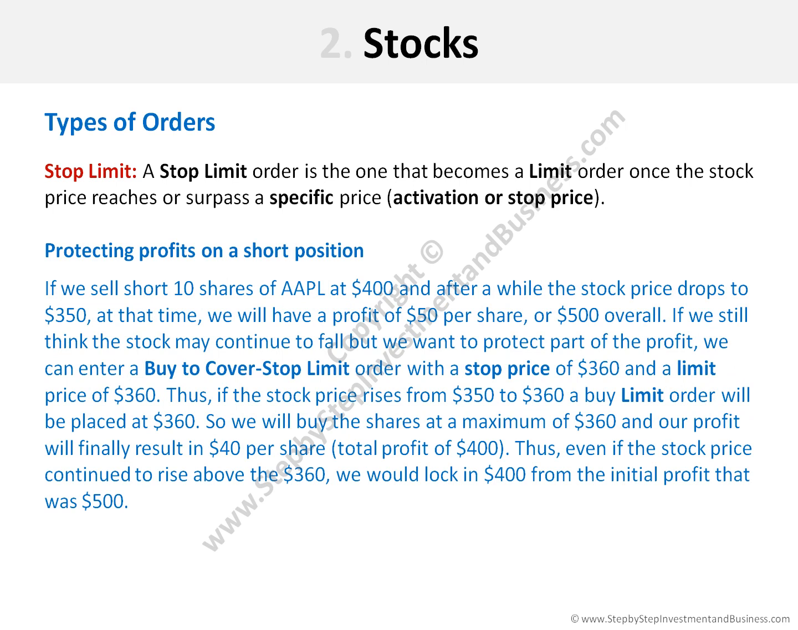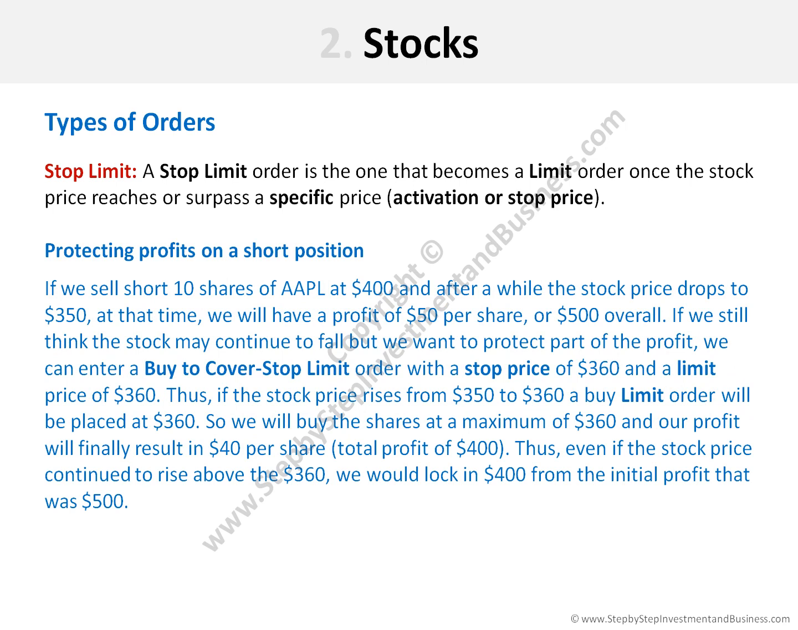Now, let's see an example of the use of the stop limit order in the case we would like to protect profits on a short position. If we sell short 10 shares of Apple at $400, and after a while the stock price drops to $350, at that time we will have a profit of $50 per share, or $500 overall.